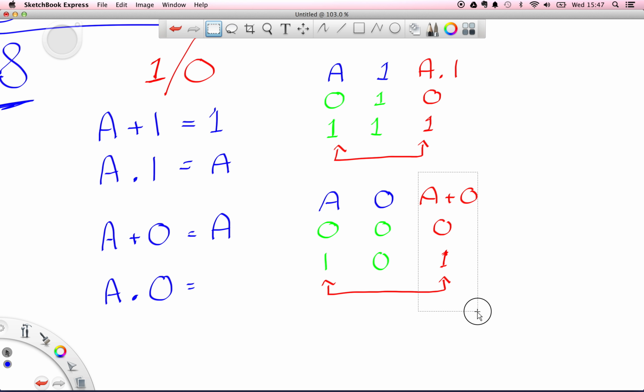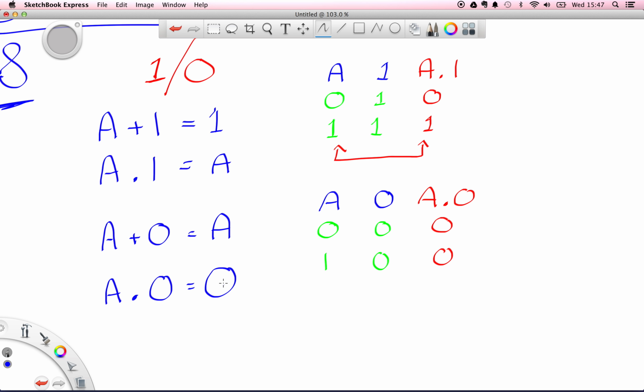Right, so far, so good. The last identity here is A and 0. Well, okay, let's have a go at that. Inputs stay the same. We've still got A, we've still got 0. We're going into my AND gate. So here, A is 0, A is 1, and 0, 0. So AND them. 0 and 0 always gives me 0. 1 and 0, that gives me 0. It's an AND gate, gives me 0. Therefore, we can say that is equal to 0. A big 0 there. So these are the first 4 identities you need to know.